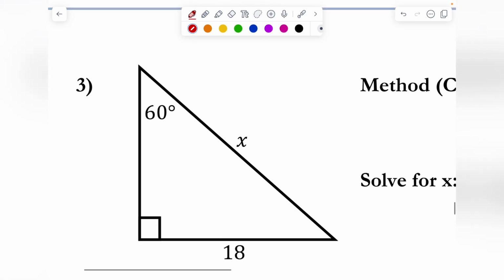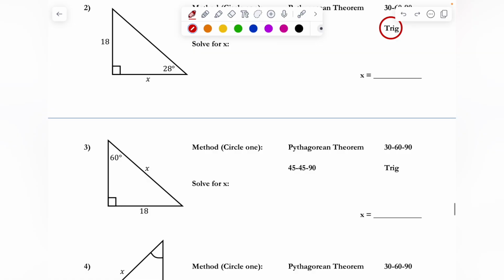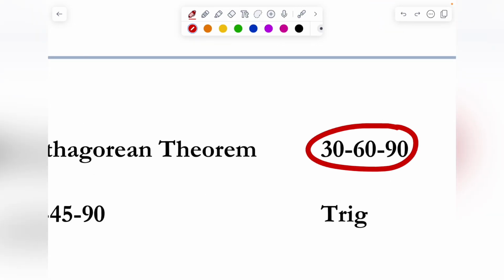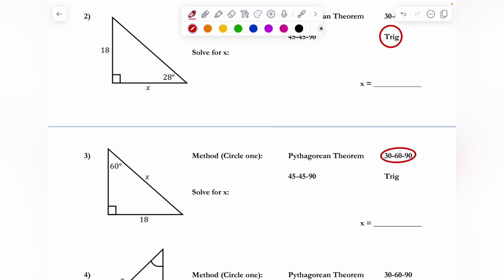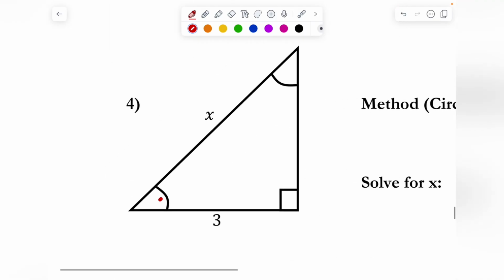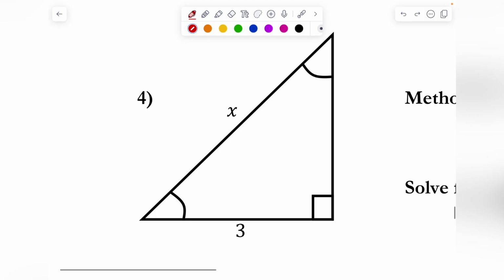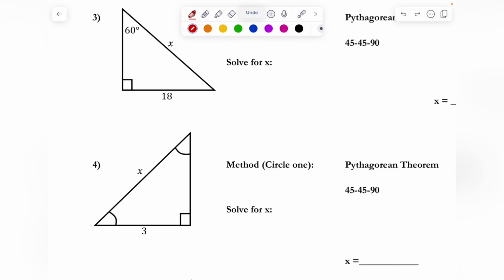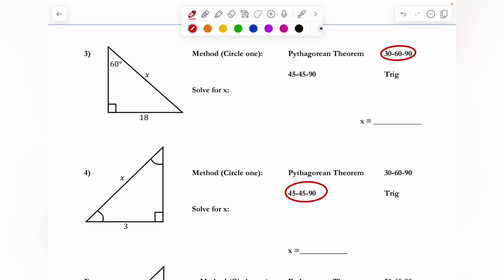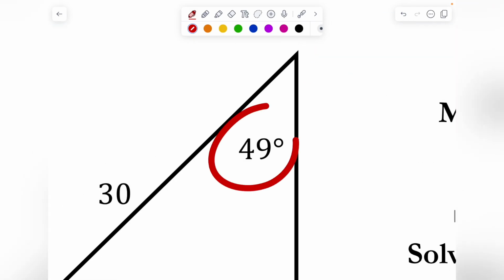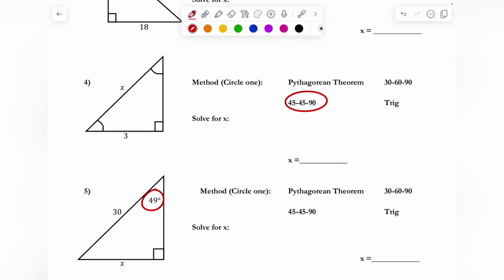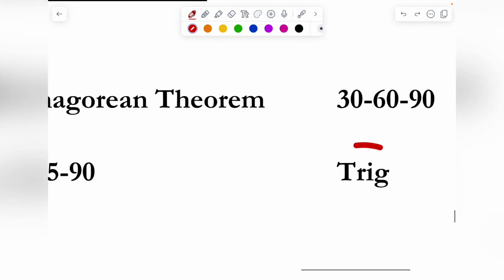Number 3, it's a 60-degree angle. Got to be 30, 60, 90. This one, these angles are marked congruent, which means those are 45 degrees. All right, so if I know that these 2 angles are congruent, that means it is an isosceles right triangle. So these sides are congruent, but more importantly, these angles are 45. So it's a 45, 45, 90. And then finally, last one, again, an angle measure that's not 30, 60, 90 or 45, 45, 90 means I'm going to be using trig again.